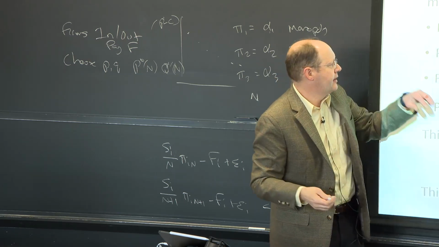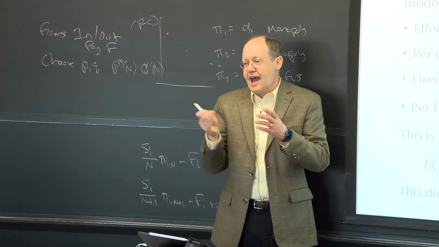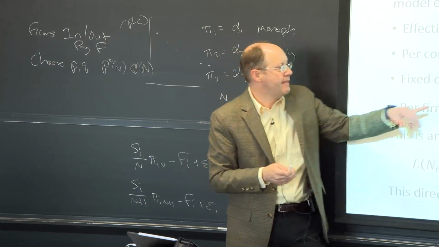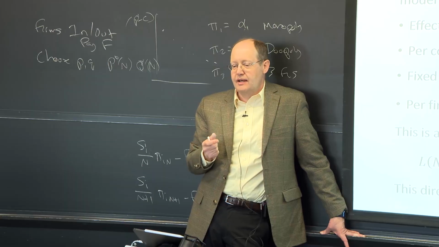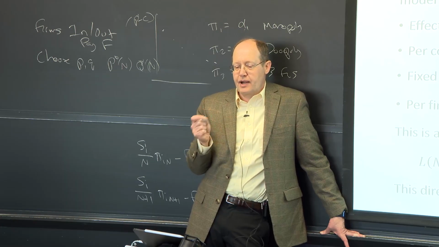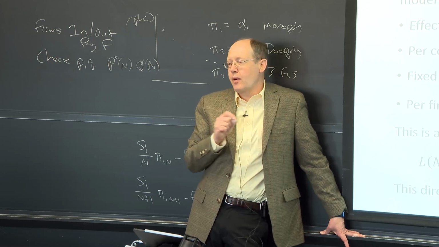But somehow in the paper, they really like the idea of the S's as the thresholds, and so they basically estimate these things, and then they convert from all the parameters back to what is the mean S1, mean S2, mean S3, holding all the covariates at their sample means. And then they do a lot of the presentation just talking about what are the S's.